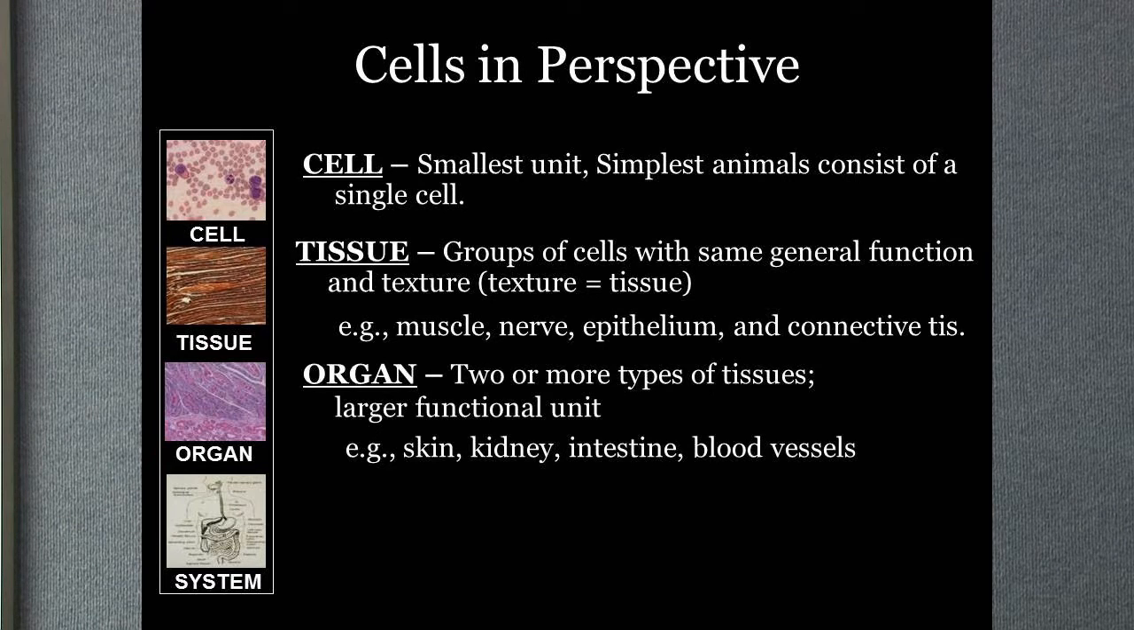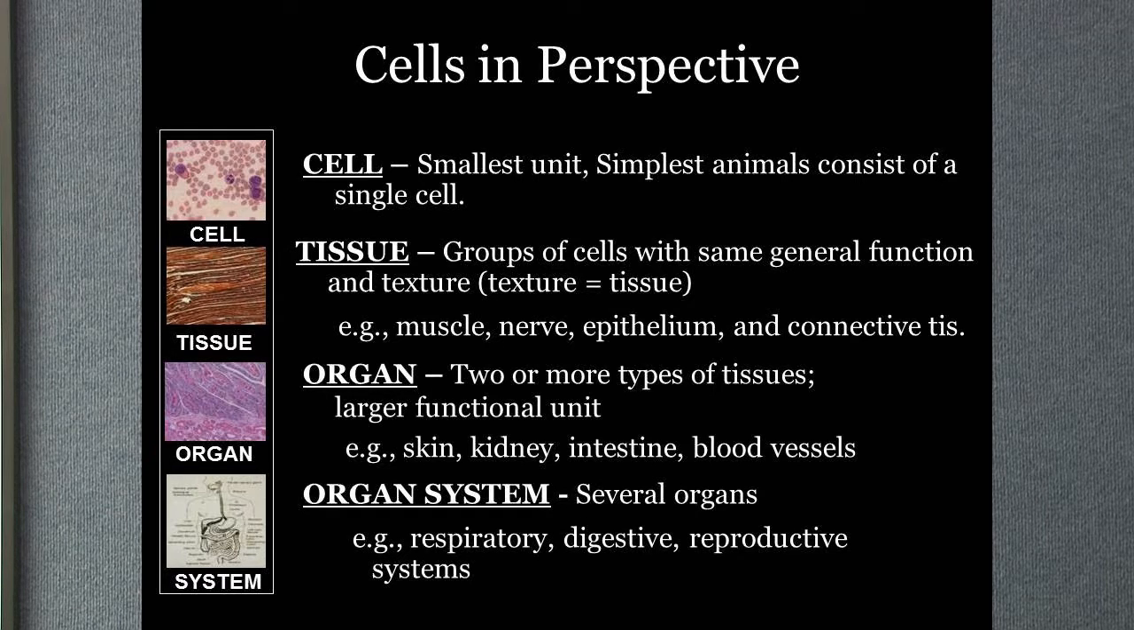If you get more than one tissue, that becomes an organ. Skin is an organ. Kidney, intestines, blood vessels are organs. And then if you get more than one organ, you get an organ system. And that's what we have here, a system. So a cell is part of an individual which is composed of systems. It's the smallest part of life. It's a really important part of life.